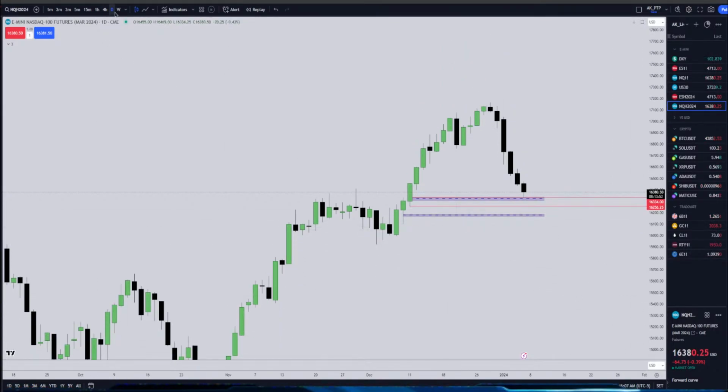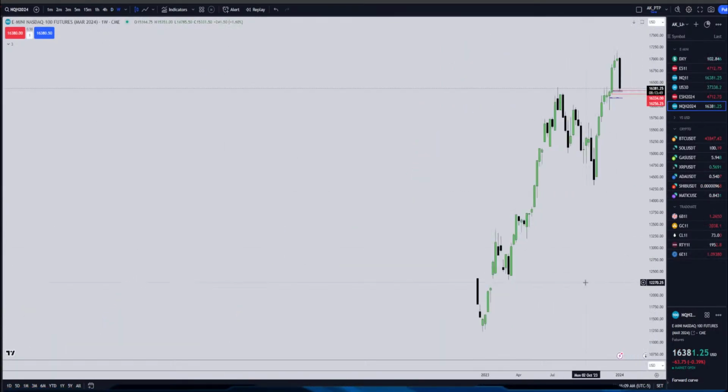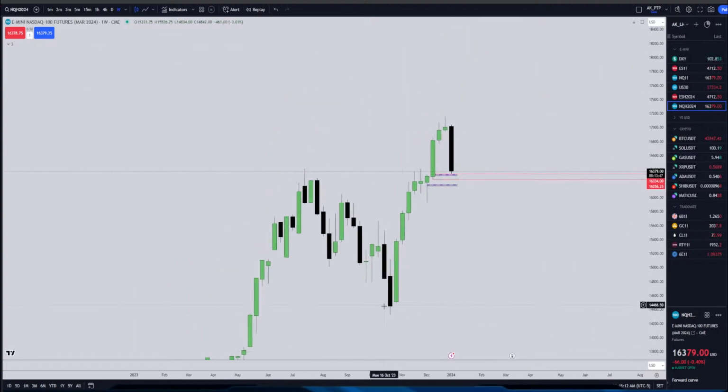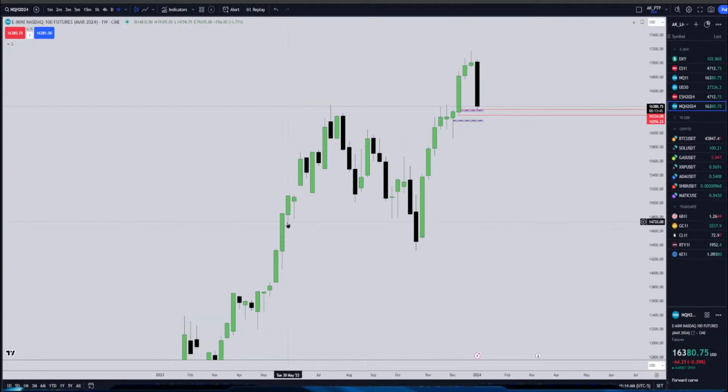So let me start from the weekly. Okay, it will be a bit clear. So this is the weekly. As you can see, it's trading into this fair value gap. It took all the liquidities from all those swing lows and whatever it is.